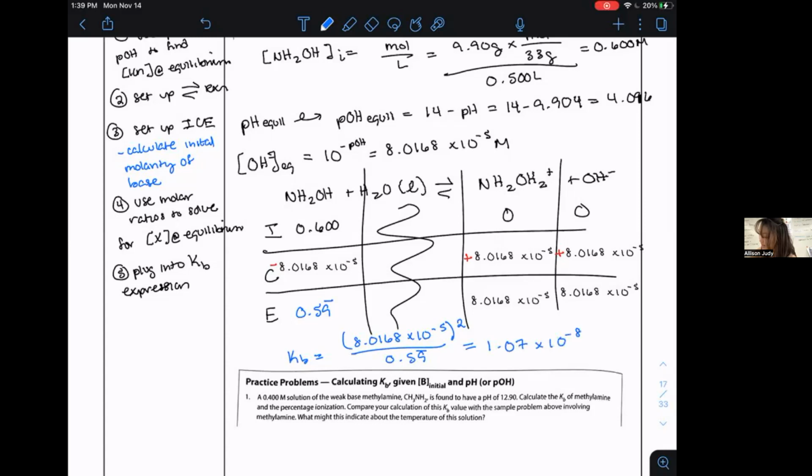times 10 to the negative eighth, which is a very small KB, which aligns with the concept that you have a weak base in the first place. It's not producing a ton of ions. It's a low ratio. And that is your final answer.